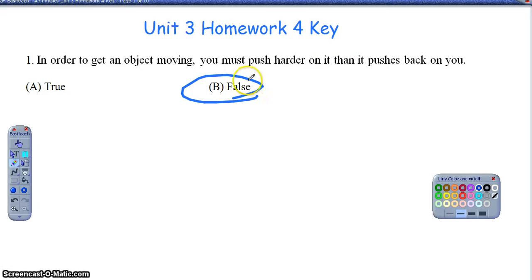So it's not possible for us to push harder than it pushes back on us. In order for it to move, our push must simply be more than the frictional force or whatever forces are holding it in place. But that is a false statement, right? Again, always equal and opposite, so you cannot push harder than something pushes back on you.